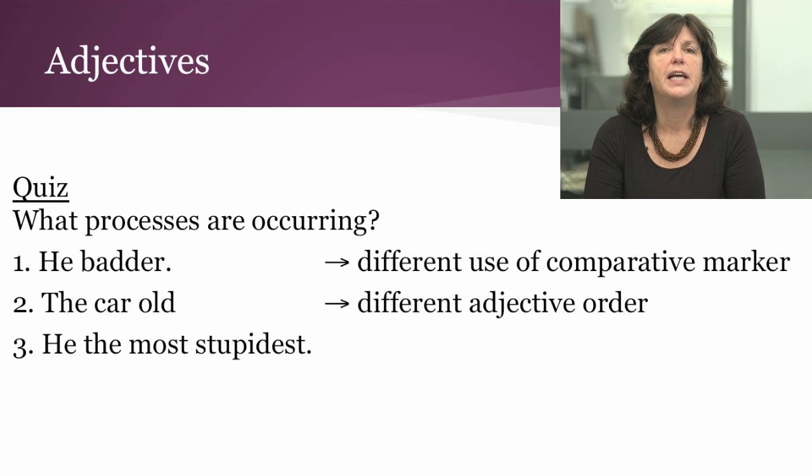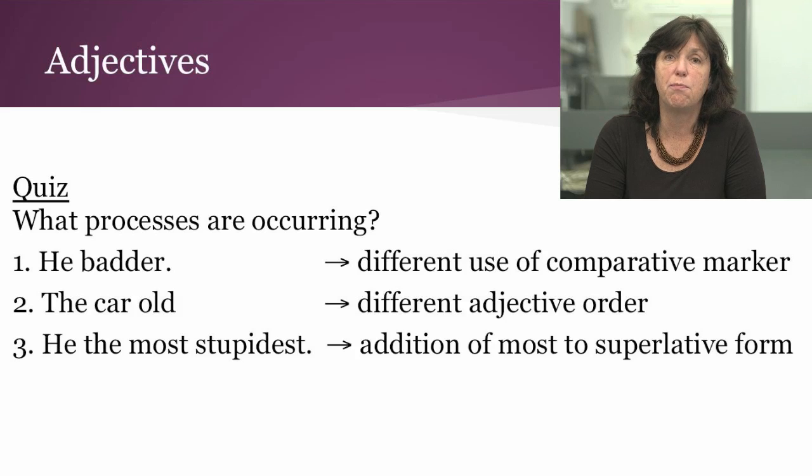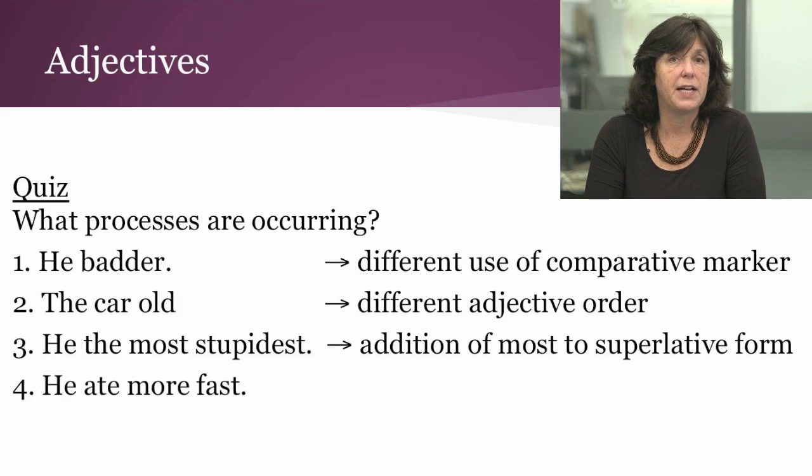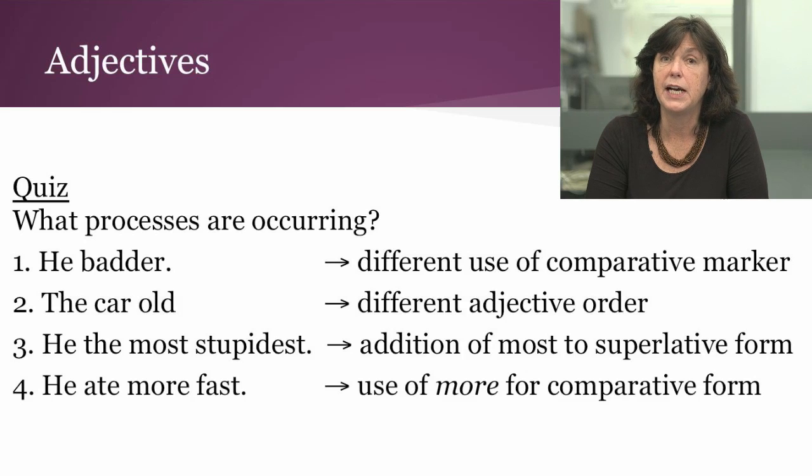What about in he the most stupidest? Here we have addition of most to the superlative form. And in he ate more fast, that's an example of the use of more to form the comparative. Dialect Alert.